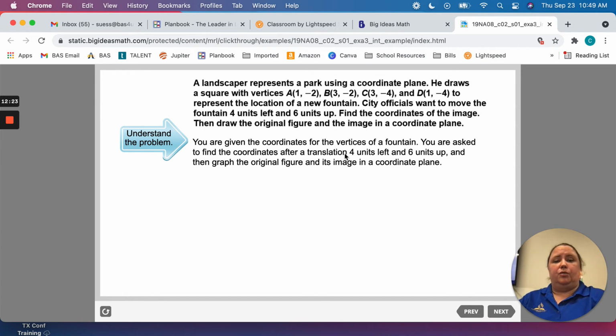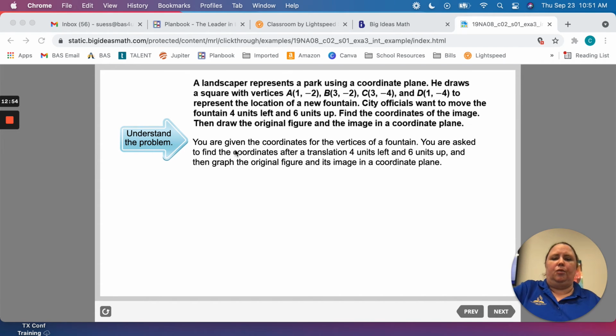To represent the location of the new fountain. City officials want to move the fountain 4 units left and 6 units up. So 4 units left, is that positive or negative? Negative. 6 units up, is that positive or negative? Positive. Okay, so we're going -4 on the x and +6 on the y. We're going to find the coordinates of the new image, draw the original figure, and the image in a coordinate plane. So in this case, you have to draw both.